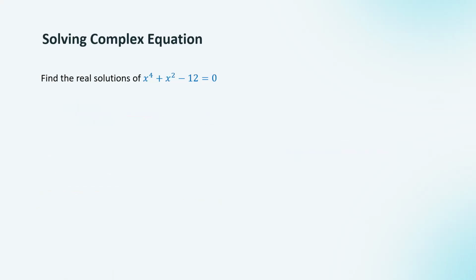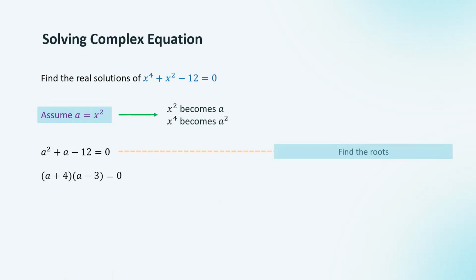So again, we can try to assume that a is equal to x squared, and that means x squared becomes a, or x to the power of 4 becomes a squared. After this, you can try to substitute it and you get a nice quadratic equation. You can try to find the roots, find the a, and after this, you can try to find the x.